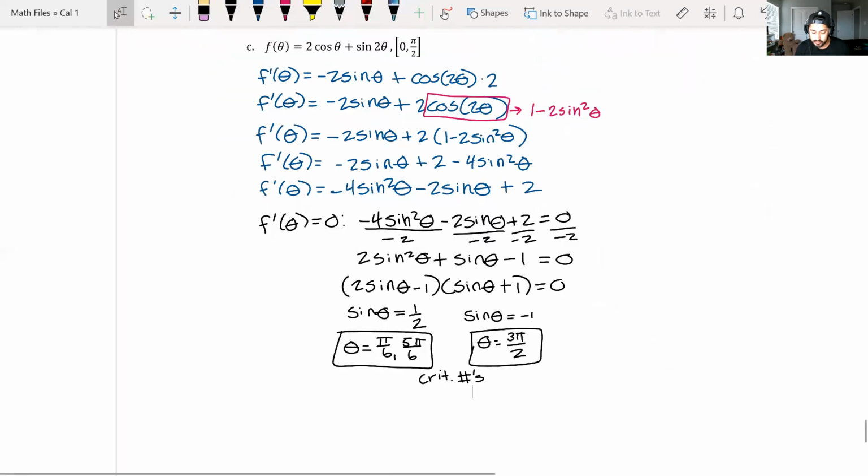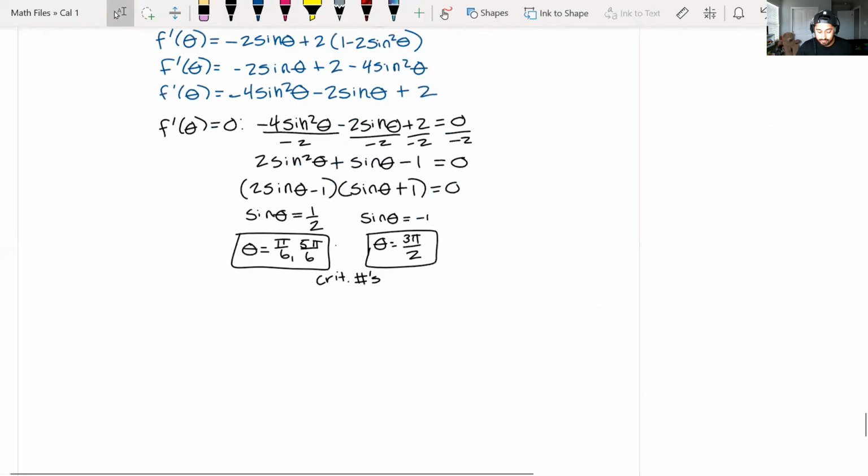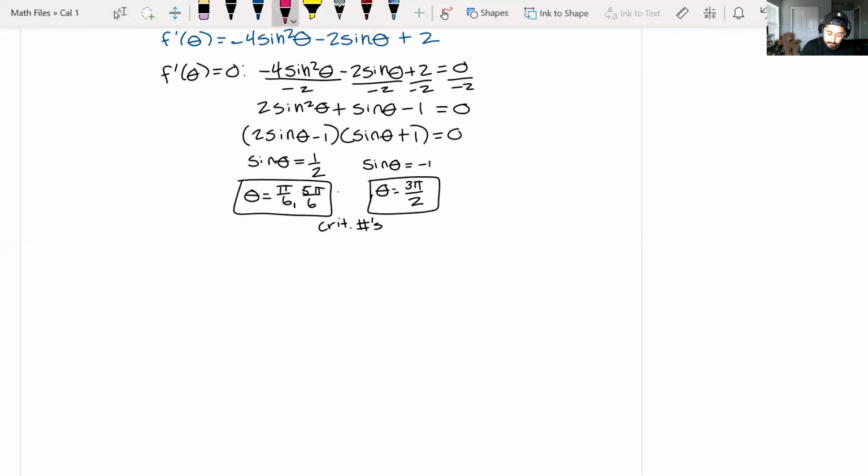Now, do these critical numbers fit? Do these fit in that interval, 0 to pi over 2? 3 pi over 2 definitely does not. 5 pi over 6 definitely does not. The only thing we know that fits is pi over 6. So let's make that XY chart. And we're using 0. We're using pi over 2. We're using pi over 6.